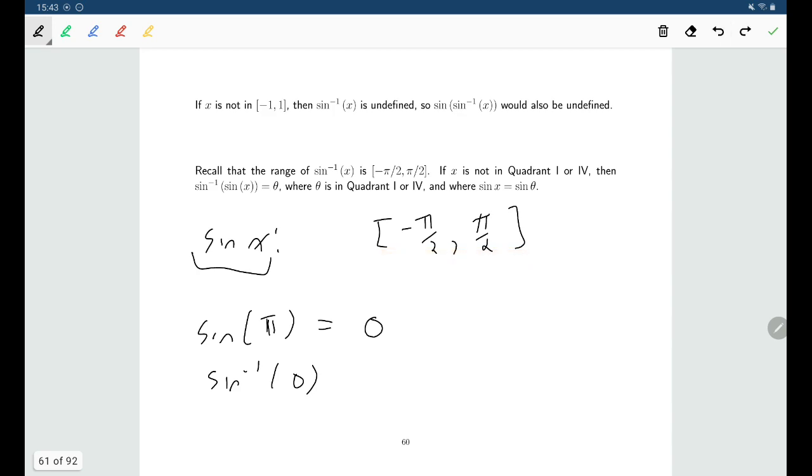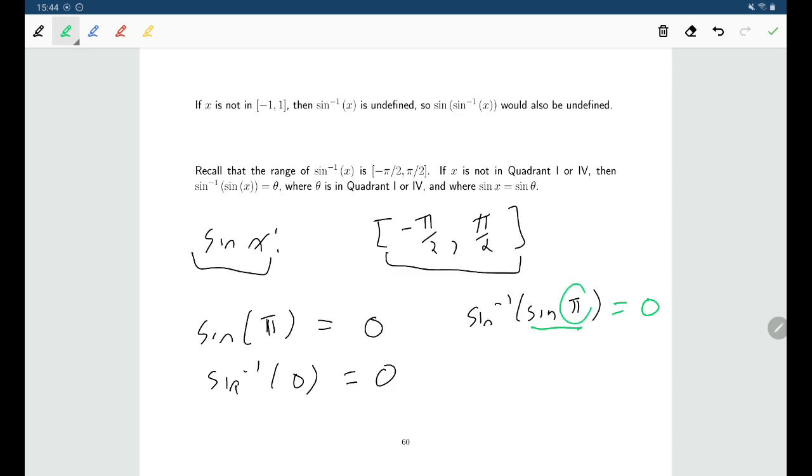So if I asked you, what's sine inverse of 0, what is the angle that gives you sine of 0, and that angle has to be in that restricted domain, well, the answer is the angle would be 0. So if you were looking for sine inverse of sine of pi, although sine of pi gives you 0, sine inverse of 0 doesn't give you pi back. Sine inverse of that would give us 0 as our answer.